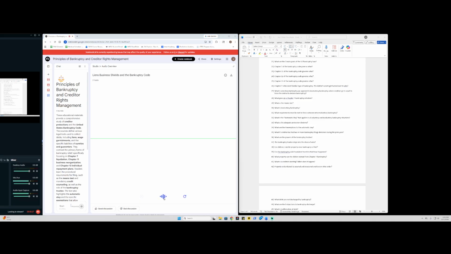So then, for Chapter 7, the court would create an estate of liquidation under a trustee, and then the debtor's assets would get turned over to that trustee of the estate of liquidation. Is that correct?